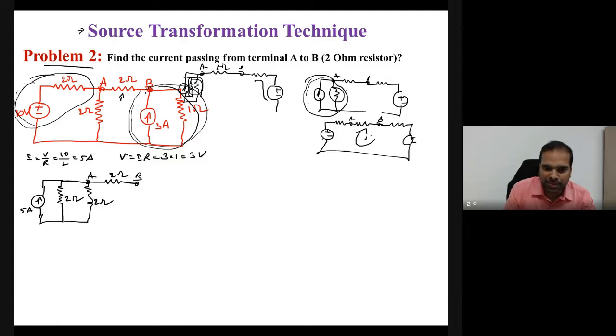Now coming here, this particular current source I have converted into a voltage source. So what is the voltage source value? 3. And this particular resistor will come in series with the voltage source. This is plus and minus.